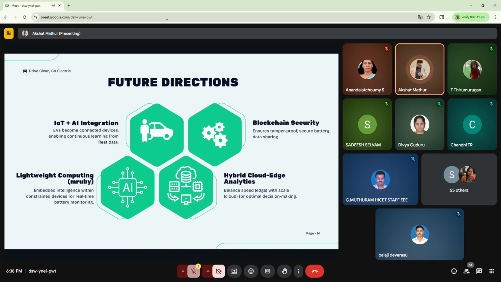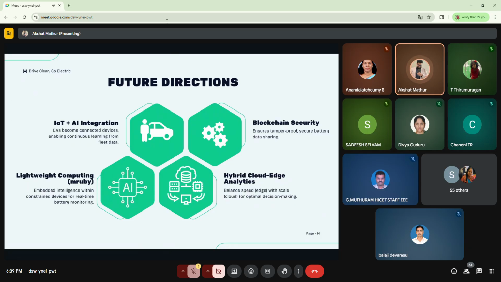The second direction is blockchain for EV security. Since EV data can be sensitive, related to performance, ownership, or even warranty claims, blockchain ensures it is tamper proof and trustworthy. Third is lightweight computing, something especially relevant to our FDP's focus on embedding. The idea is to embed intelligence directly in the car's hardware, even with limited computing power. This allows the BMS to make real time decisions without always relying on the cloud.